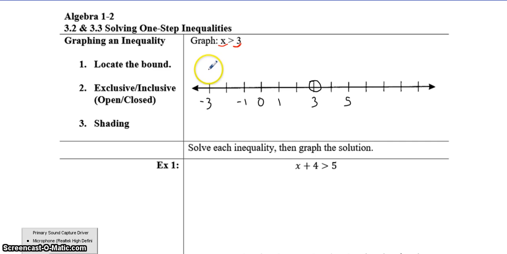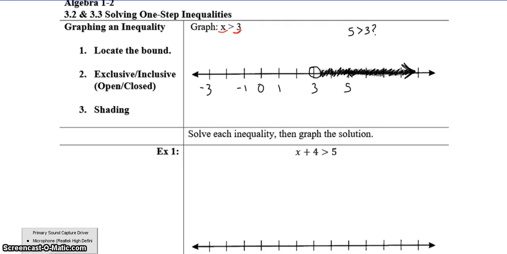So, pick a nice number, one side or the other side. Let's say we pick 5, and test it. Is 5 greater than 3? Is that a true statement? If it is, we want to leave it, and we're going to just shade it on the number line, and then an arrow saying it keeps going that way. So that's what x is greater than 3 looks like. Or just like that. Don't have to do anything fancy.